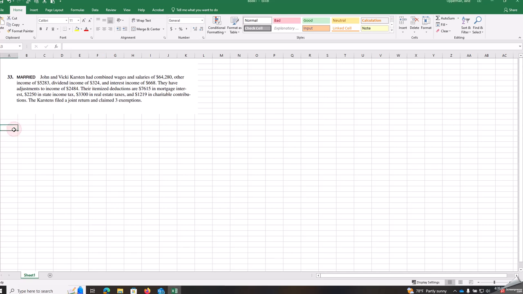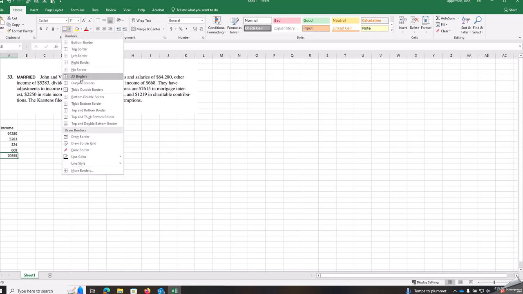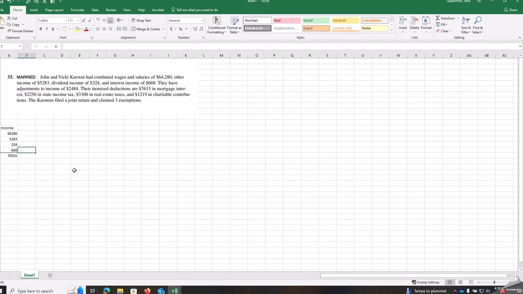So the first thing we'll do is add up their income. So they've got $64,280. Then they have $5,283 in other income, $324 in dividends, $668 in interest. So if we add those up, we get $70,555. Let me just put a little border on here so we know that's our total.